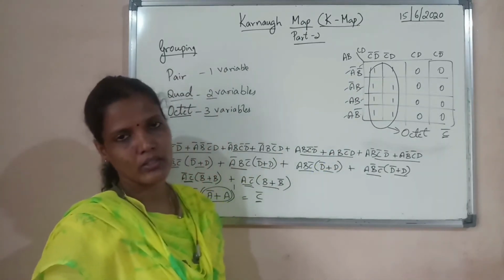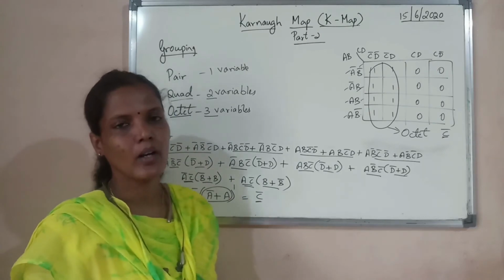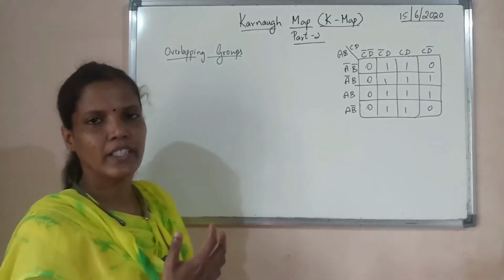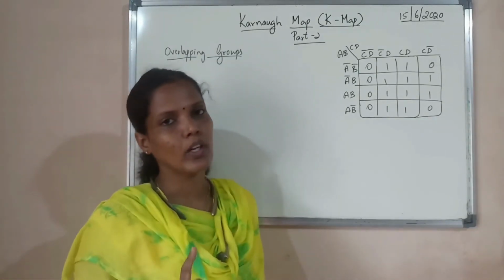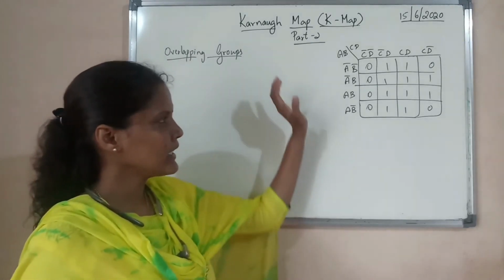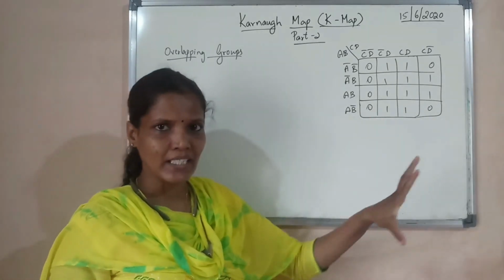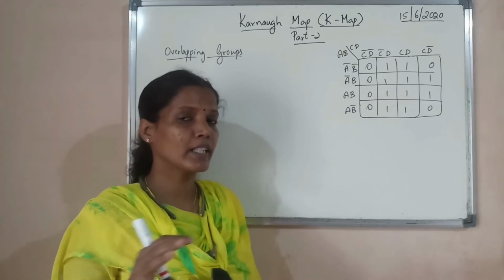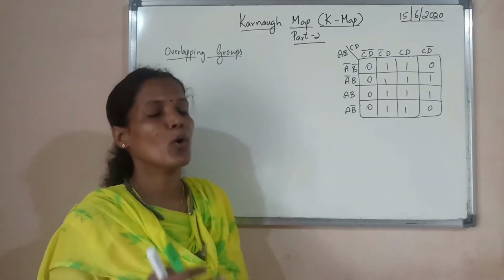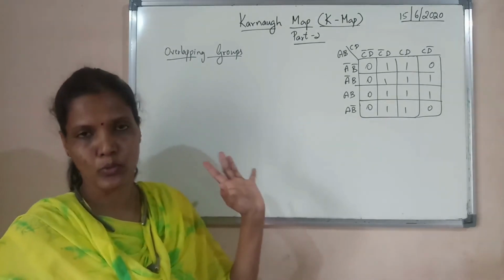So this is all about pair, quad and octet. We'll move on to the next topic in K-map, which is called overlapping groups. So what is this overlapping group? In simplifying the given Boolean expression using K-maps, the same ones can be used in more than one group, and such groups will be called overlapping groups.